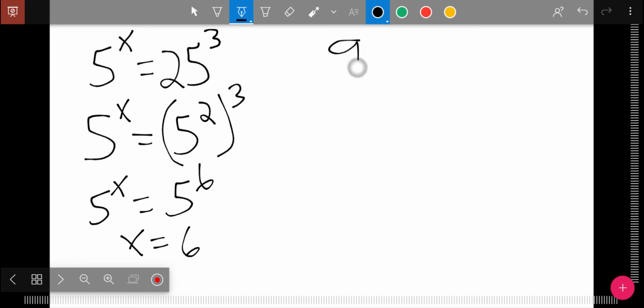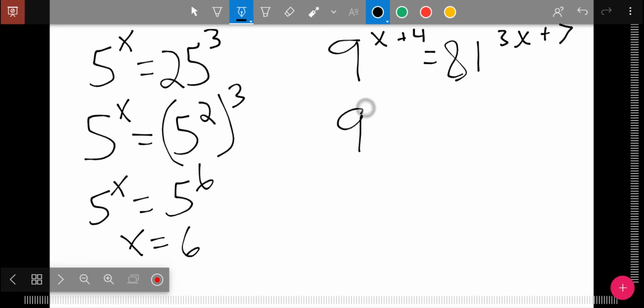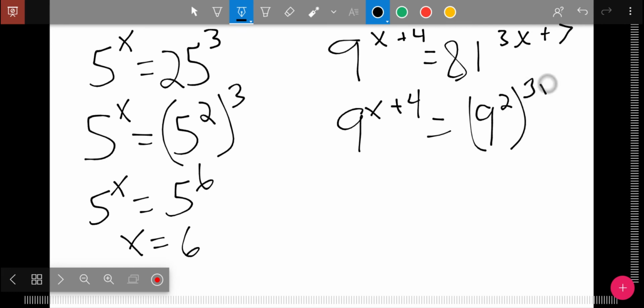The last example here was 9 to the power of x plus 4 equals 81 to the power of 3x plus 7. Again, I just happen to know that 9 squared makes 81. If not, I've got to try that in my calculator: 9 to what power possibly makes 81?